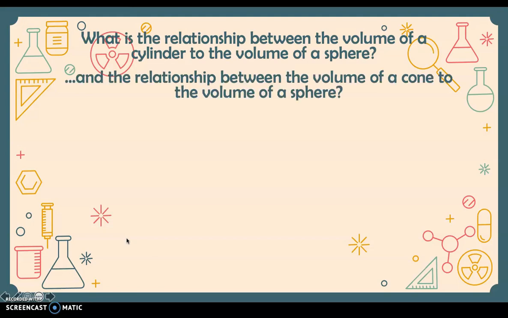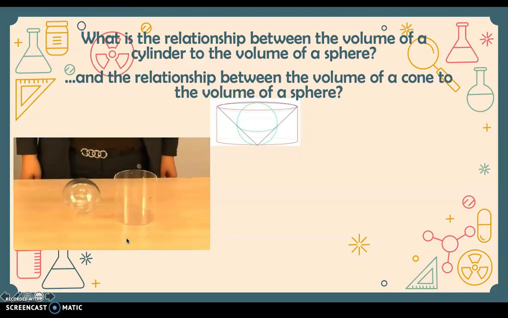The second question is, what is the relationship between the volume of a cone to the volume of a sphere? Given that the height of the sphere, cone, and cylinder are equal and the radius of the cylinder, cone, and sphere are also the same. Let's watch a video on the relationship between a cylinder and a sphere.